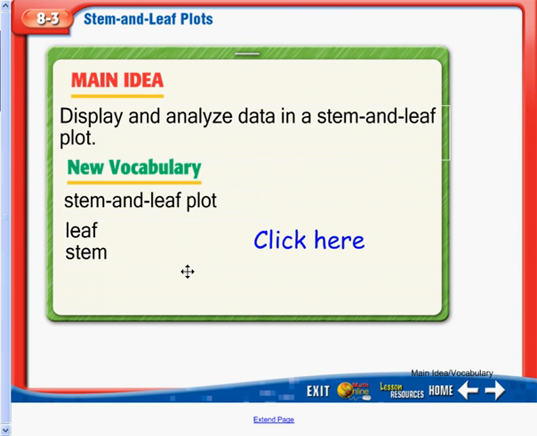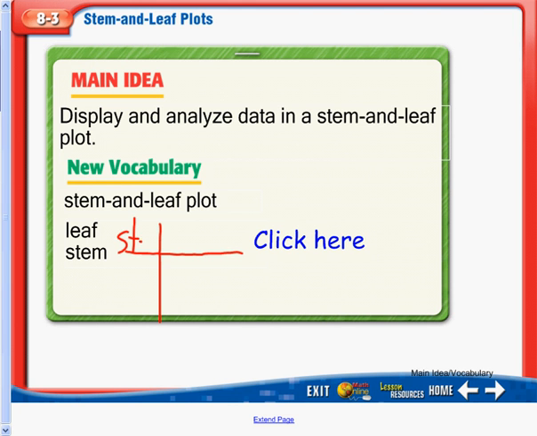Today we are learning about stem and leaf plots. The main idea is to display and analyze data in a stem and leaf plot. So of course our new vocabulary is the stem and leaf plot. The leaf is going to be a specific part of the stem and leaf plot.